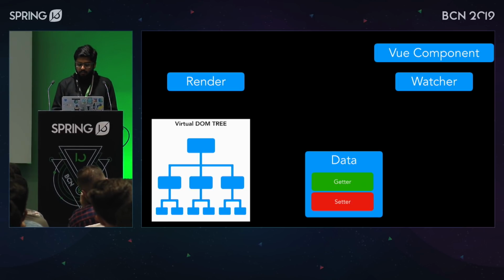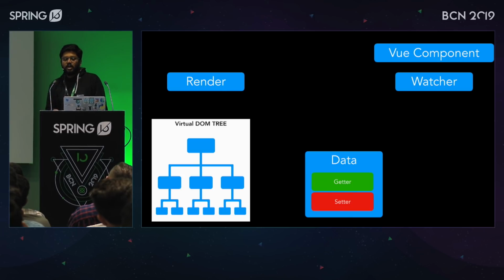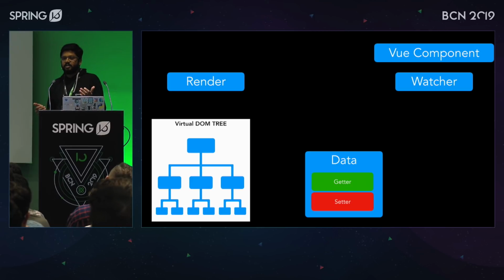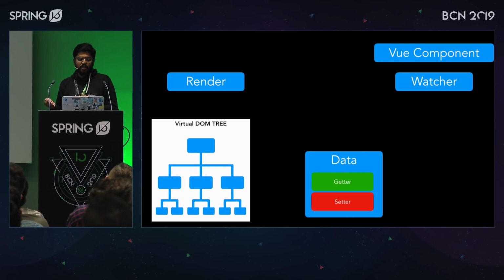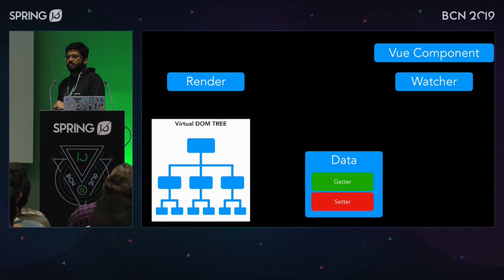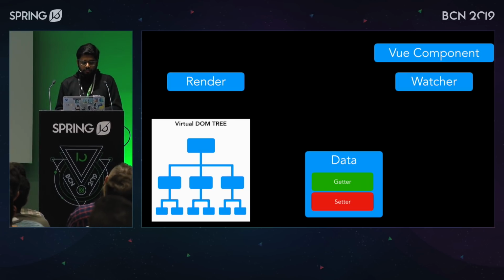That's it. So if you put that into this picture, it's like you have a Vue component with a watcher, and the data has getters and setters. So this basically triggers the rendering part of it. And then you have the render, which actually renders the virtual DOM tree. Everybody knows about the virtual DOM tree, right? Yes. OK. So that's it.